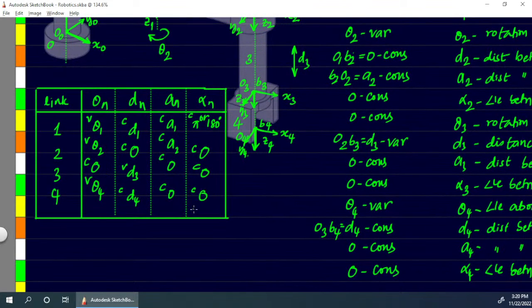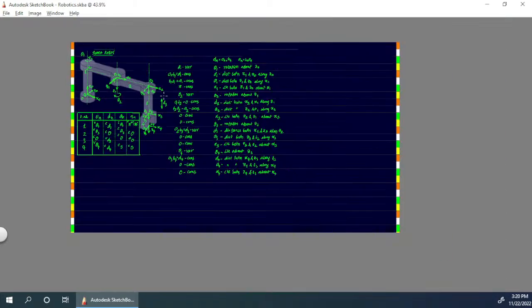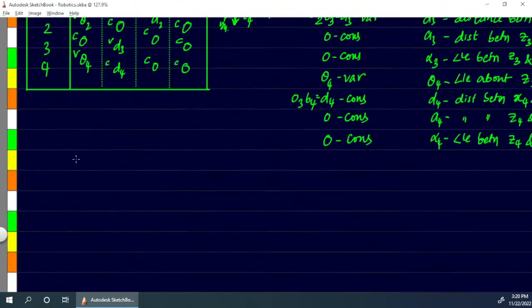So these are all the parameters, and we need to use these parameters in the equation, and we should be able to get the final compound transformation matrix for this. So how to remember the transformation matrix? That goes somewhat like this. So we have cos theta, sin theta.